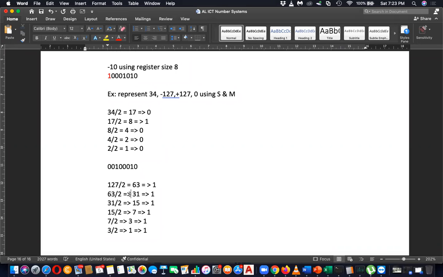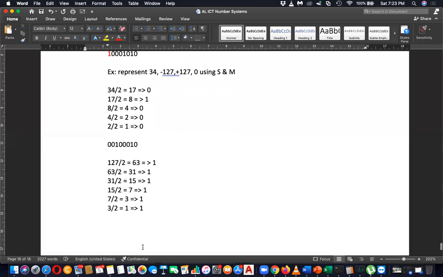After you get this 1 remainder 1, so I'll write like this. After you get 1 remainder 1, you start from bottom to top and read. Reading from bottom to top, it's 1 1 1 1 1 1 1. Isn't that so?